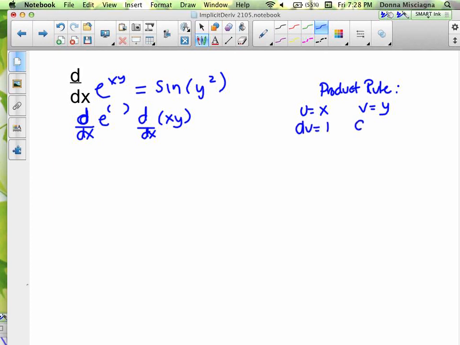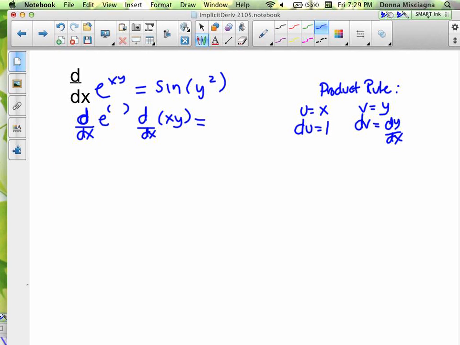My u is looking a little bit like a v, isn't it? Let me make a better u. So du is 1, and then dv, we're taking the derivative of y, so that is a chain rule. The derivative of y is going to be 1, but then we have to take the derivative with respect to x, so it's going to be dy/dx. We'll take those derivatives in just a moment.